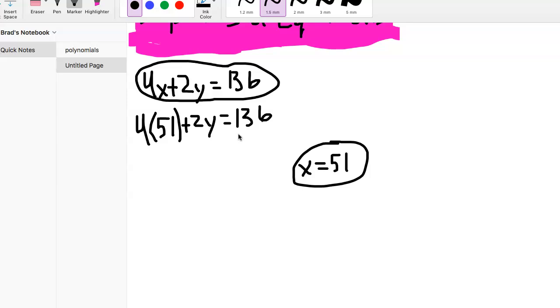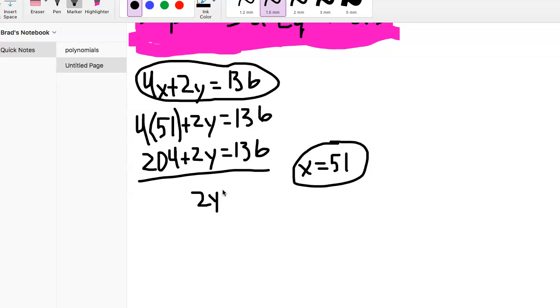So 4 times 51 is 204, plus 2y equals 136. Now we're just doing some fairly straightforward algebra. We'll subtract 204 from each side, and we get 2y equals 136 minus 204, which is negative 68. Divide each side by 2, and y equals negative 34, because negative 68 divided by 2 is negative 34. So there's our y.